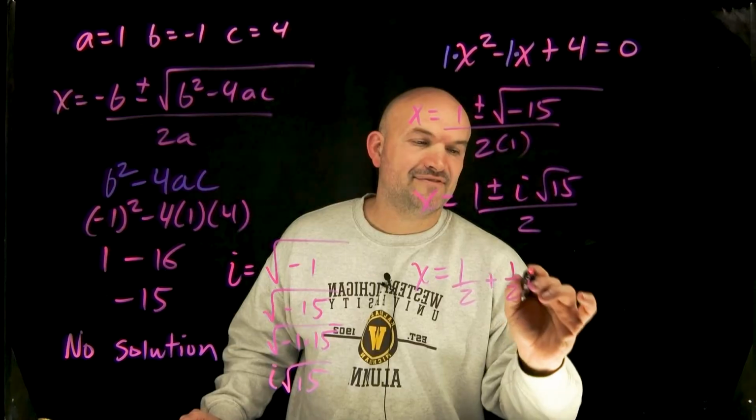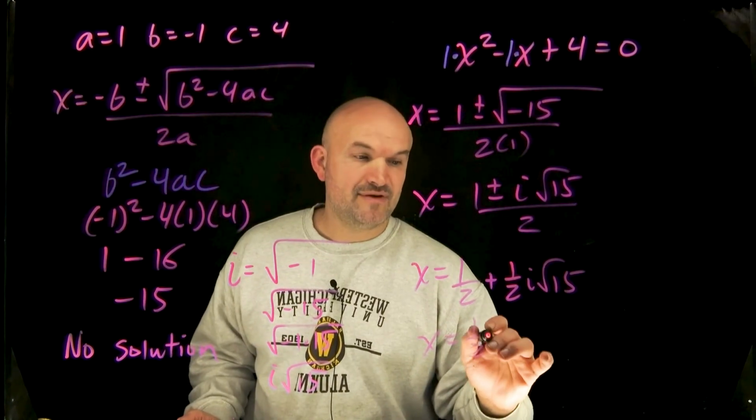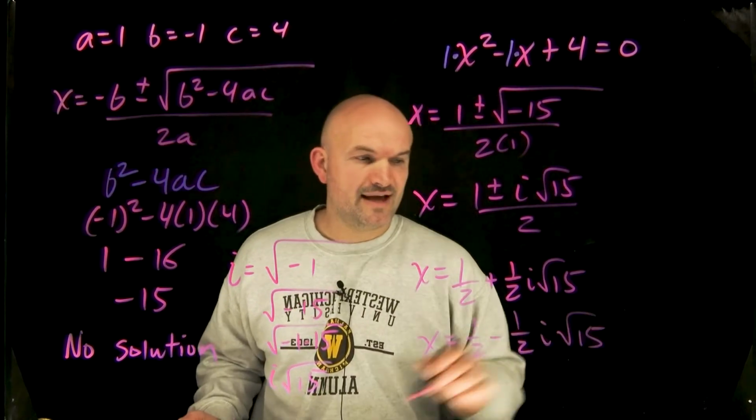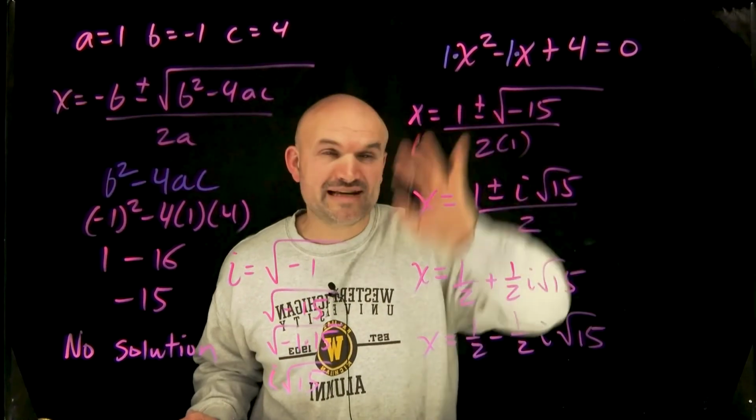x equals 1/2 plus 1/2 i square root of 15, and x equals 1/2 minus 1/2 i square root of 15. And there you go, ladies and gentlemen. Those are our two complex solutions using the quadratic formula.